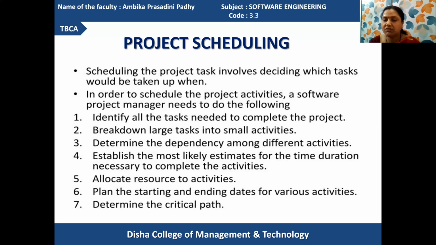The main module is divided into sub-modules, sub-parts or sub-activities, and each sub-activity should start at a particular time and end at a particular time. In this sixth stage, the planning of identifying starting and ending dates is performed. Got it? Now, determine the critical path. In the seventh step, we have to determine the critical path.